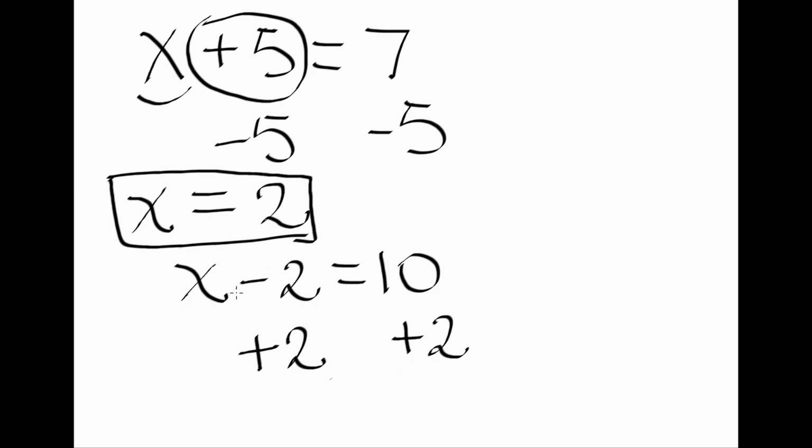So now what do we have here? Negative 2 plus 2 is 0. So we'll just have x on the left side. We don't need to write 0. And then 10 plus 2 is 12. And that's it. We can add a little bit more to it.